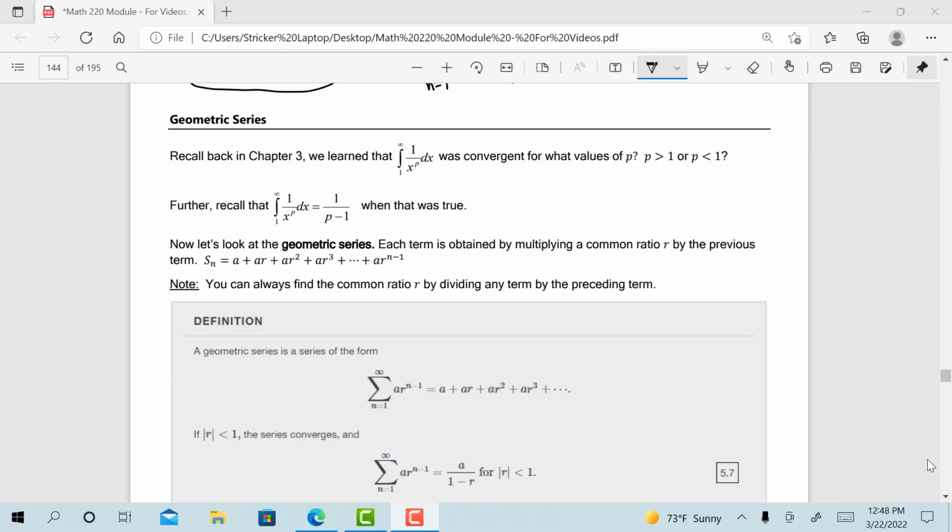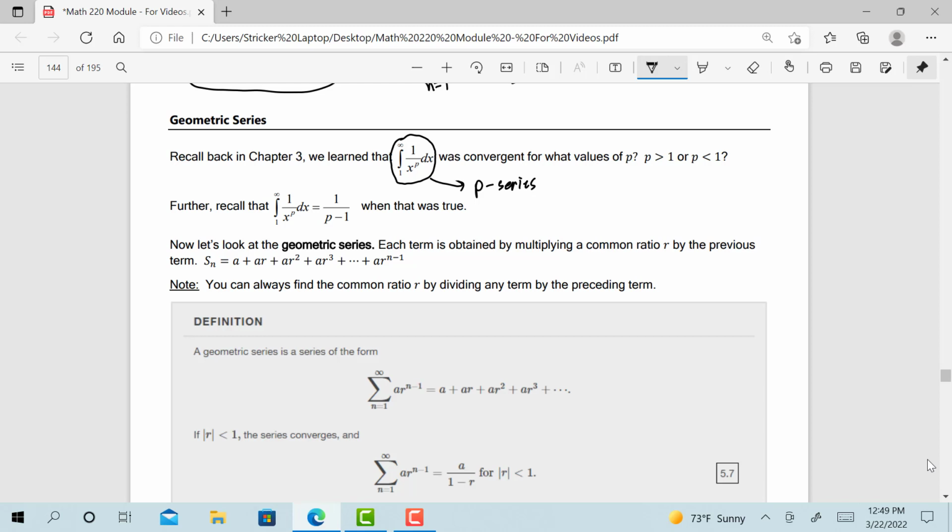Welcome. This video is going to continue the discussion of section 5.2. We're going to be talking about geometric series in this video. And the first thing is, you may or may not remember, back when we were doing improper integrals, we explored this particular improper integral, and we talked about being convergent for some values of p and not for other values. Well, that's going to lead to one series that we're going to look at called the p series. We'll take a look at that in future sections and use it quite extensively.